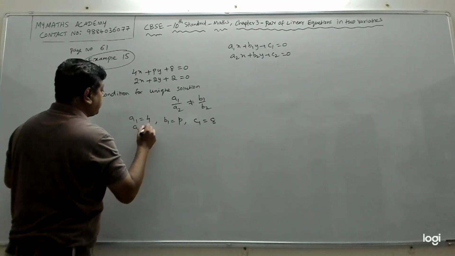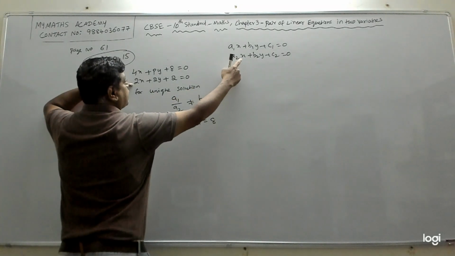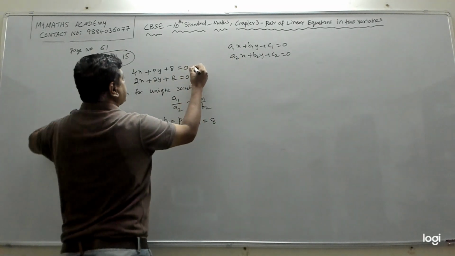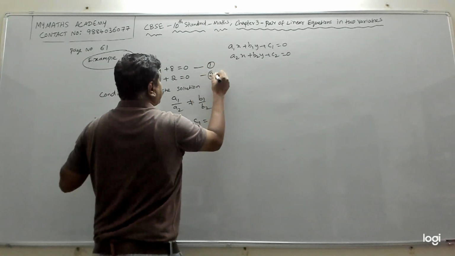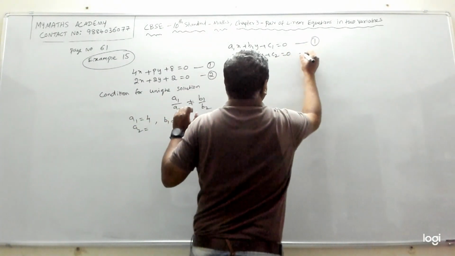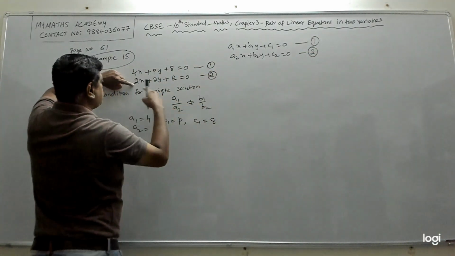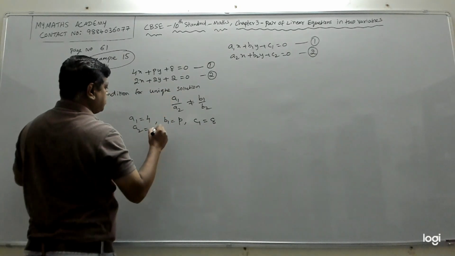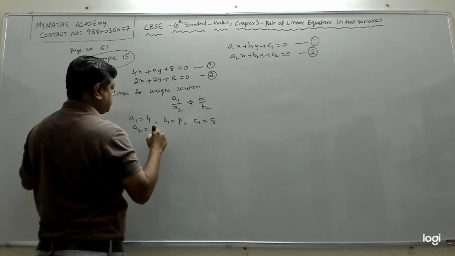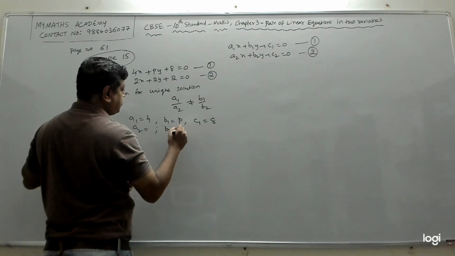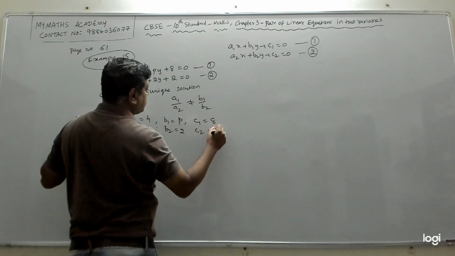Now a2 is 2, comparing with the coefficient of x in the second equation. This is your first equation and this is your second equation. So comparing the second equation, my a2 is 2, b2 is 2, and c2 is also 2.